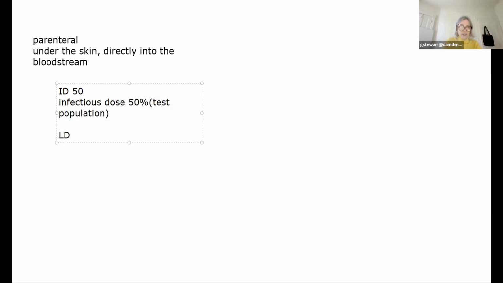The LD50 stands for lethal dose 50%, and that's how much we have to ingest or get into our mucous membrane to actually kill 50% of the test population. Again, this would not be something that is actually tested in people. This would be tested in an animal model and then extrapolated to people. And you might think, well, what do we care?